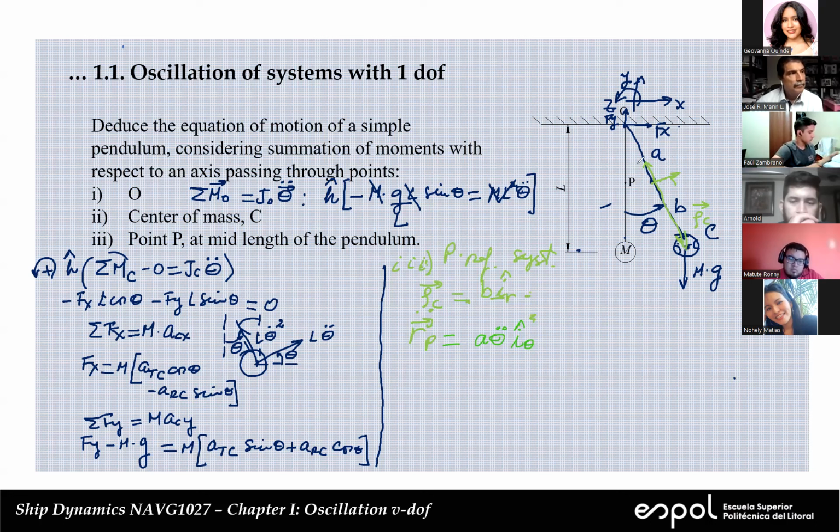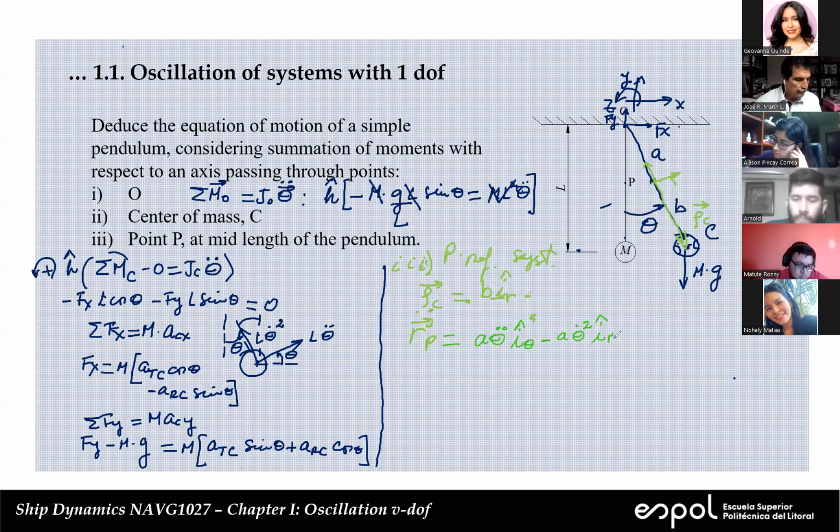Miss Pinkai, how much is this one, this component? I think it's a times theta dot squared. Direction? J. I sub R, because it's in the radial direction. Sense is in this direction or in that direction? It's negative.